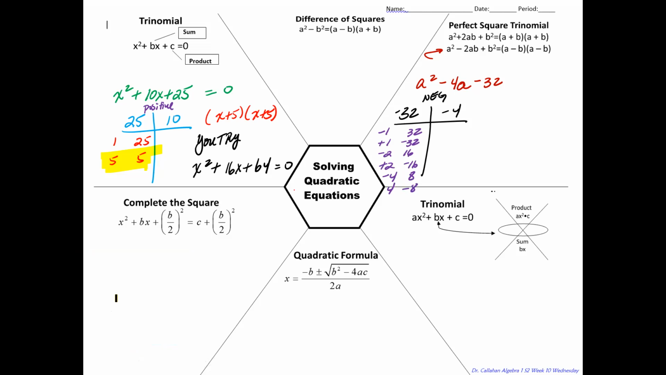Now, one of them is going to add up to a negative 4. Which one is that going to be? You guessed it. x plus 4, x minus 8. And that is your answer.